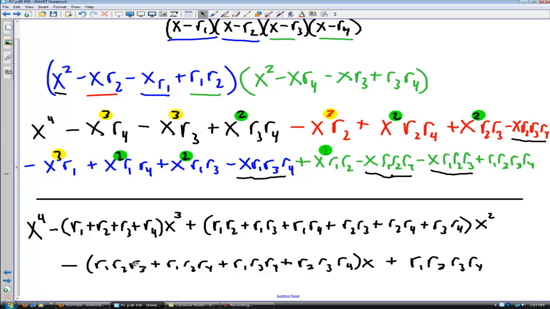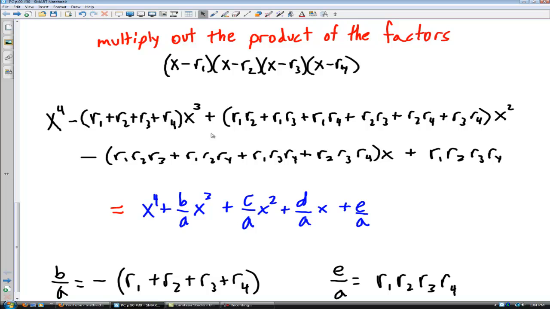Now what I want to do is take this back to the first page, and here is my expanded form for the product of these factors, and I'm now setting it equal to the polynomial we started with after dividing by a. We're looking at the corresponding terms. When we look at our x cubed term, I now have an equation which says that b over a, the coefficient of this cubic term, will equal negative r1 plus r2 plus r3 plus r4. So that turns into an equation.